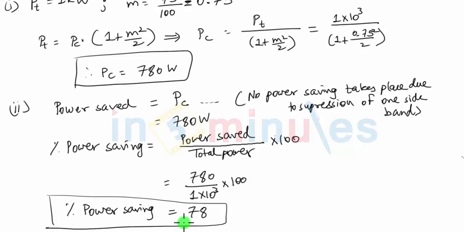You can see that the power saving is very huge, and this is what generally happens when we suppress the carrier. We save a lot of power, and hence suppressed carrier signal, whether it is double sideband or single sideband, has very high power efficiency compared to double sideband full carrier signal.